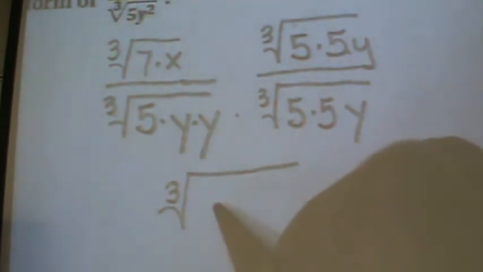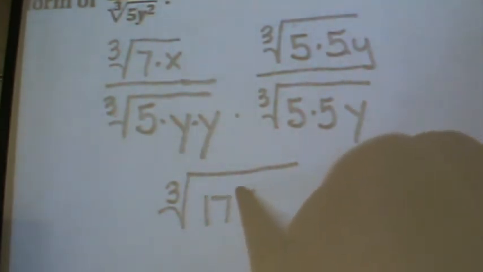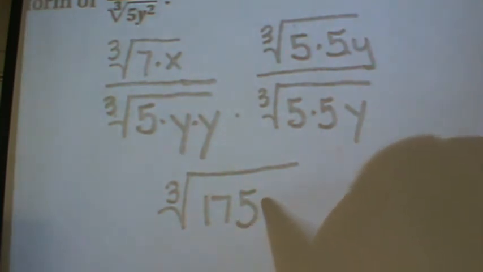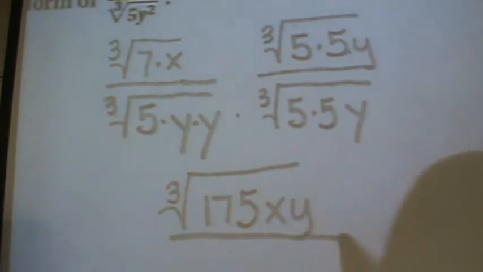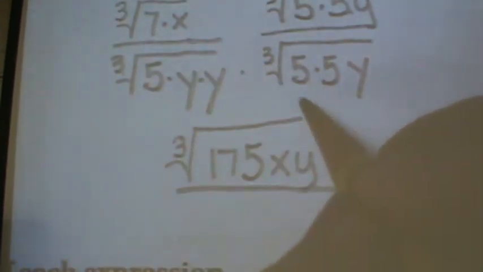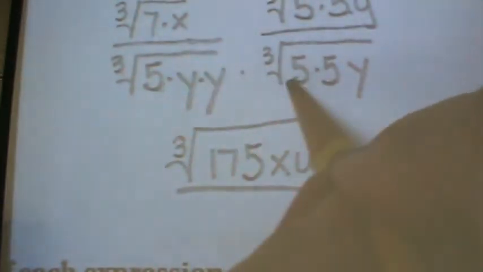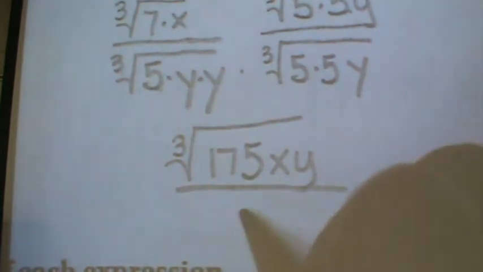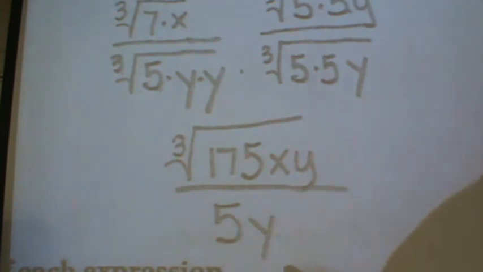25 times 7. What's 25 times 7? 175. What else? X, X, Y. Beautiful. And then what do you have on the bottom? 25 times 5. 125. Y to the 3rd. What was the whole goal here? You take out the 3 5s. So the 5 comes out, and what else comes out? The y.